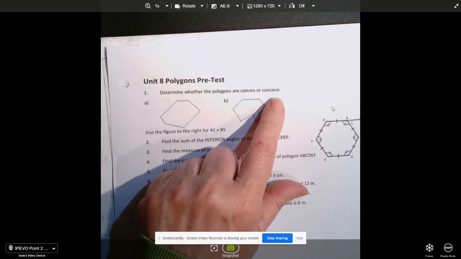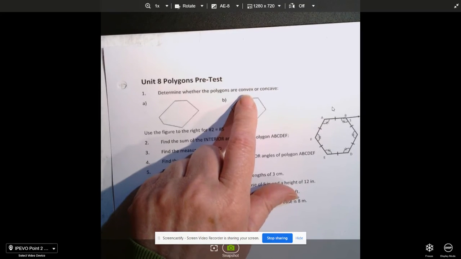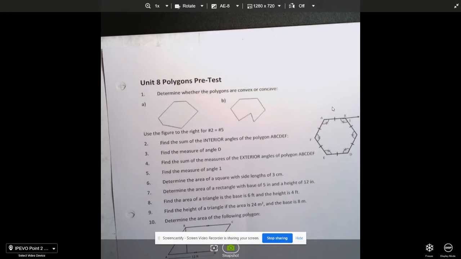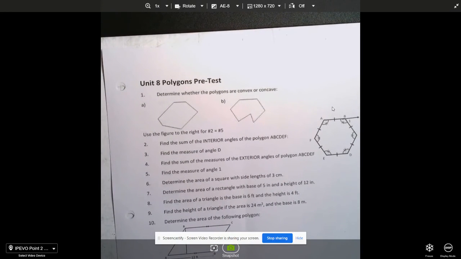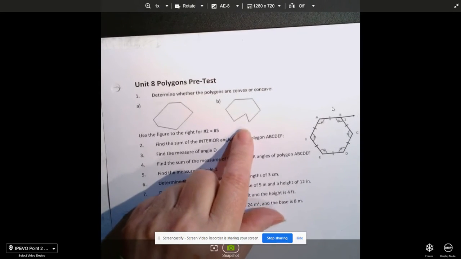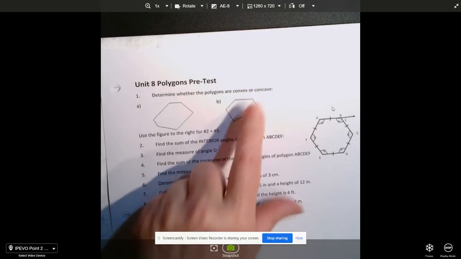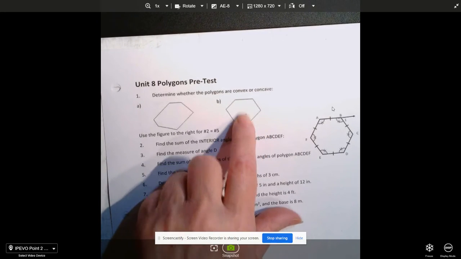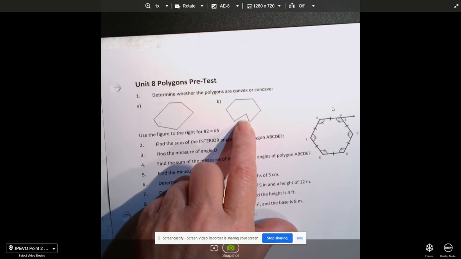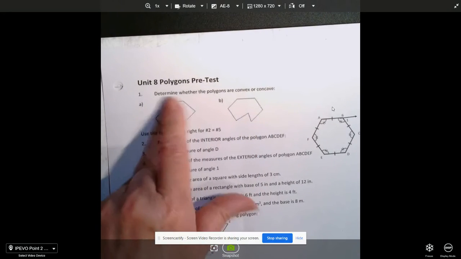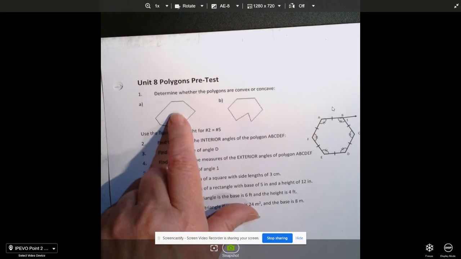So if you remember from the notes, convex is if there's nothing that kind of goes into the inside of the polygon, and concave does. So again, I think of it as caving in. That's how I would think of it, caving in. So you can see here, this side kind of looks like it caved in. So this one's concave, but this one doesn't have any of those. So this one here would be convex.